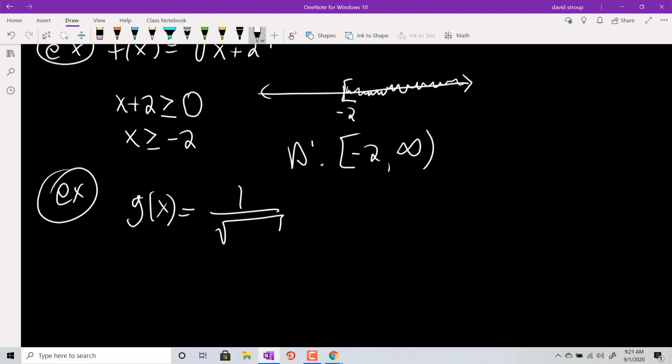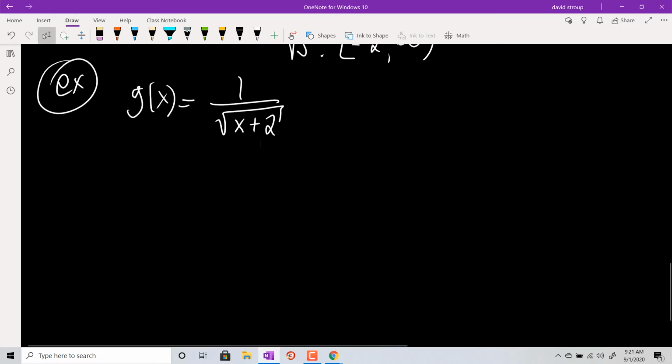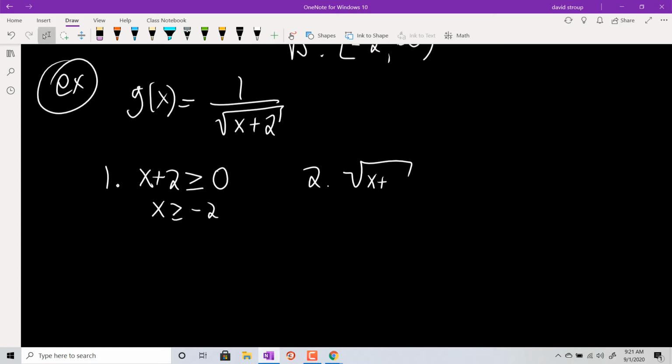There's the square root stuff, and there's a fraction bar in there. So we have two issues simultaneously. First, we need to make sure that the stuff inside the square root is not negative, so greater than or equal to 0. In other words, x is greater than or equal to negative 2. And then secondly, I need to make sure the denominator is not 0. So I find where that happens, square both sides. x plus 2 is 0. So I can't let x equal negative 2.